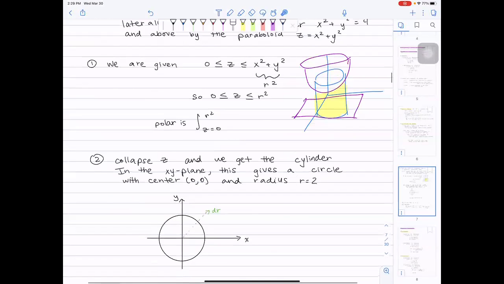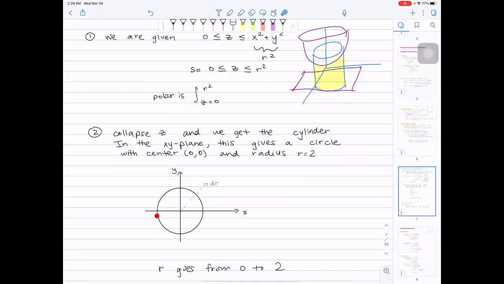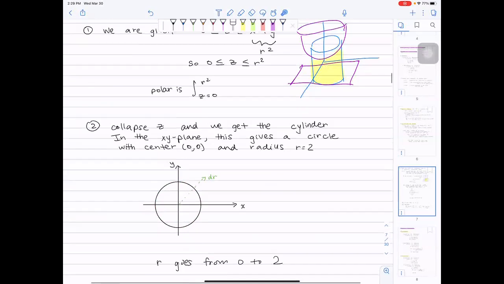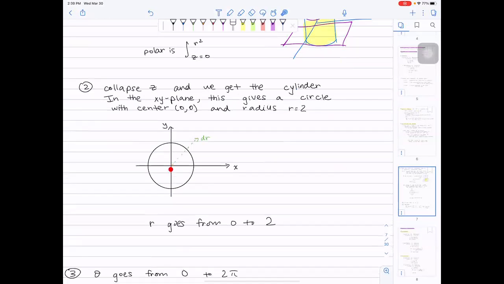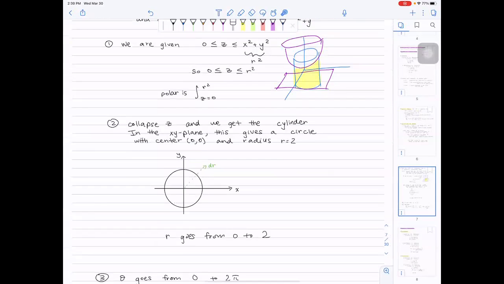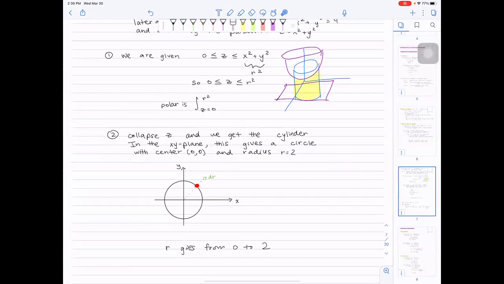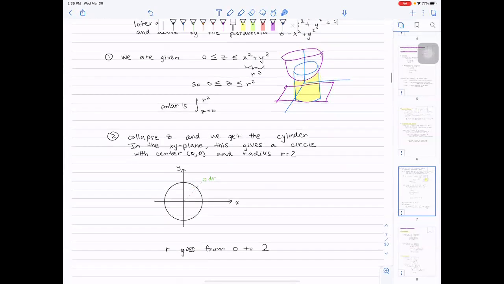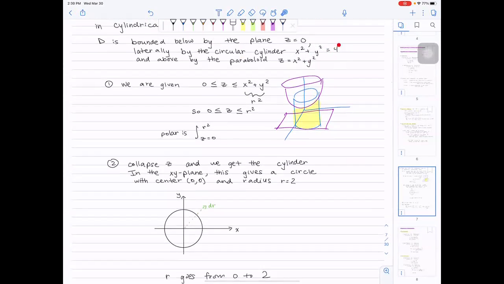Okay, so for r, we have this thing in the xy plane now. For r, remember we draw lines radially outward. So we start inside, r goes from 0, we go outward, and it exits this circular curve. And what is that circle? Well, that's the radius of our circle. The radius should be 2 because our cylinder was given by x squared plus y squared equals 4. So the square root of 4 is 2.